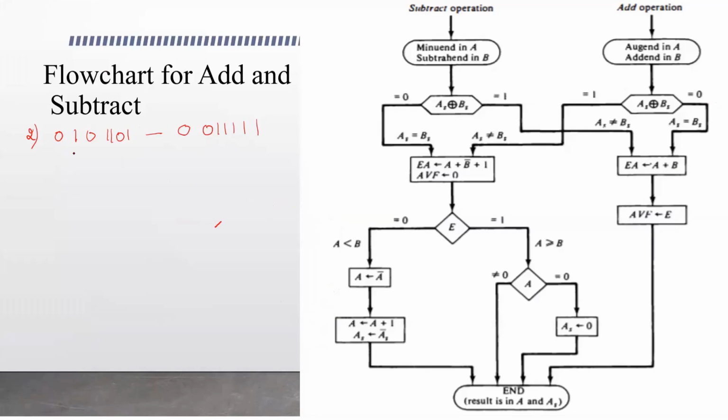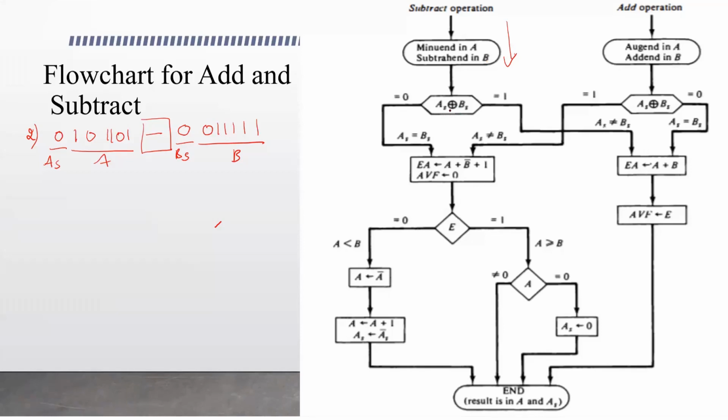This is A and this is B. The sign bit of A is in register AS, and sign bit of B is in BS. Okay. Now the operation you need to note here, it is subtraction. So we take this part of our algorithm and minuend in A, subtrahend in B. Okay. And we perform the exclusive OR operation on AS and BS.